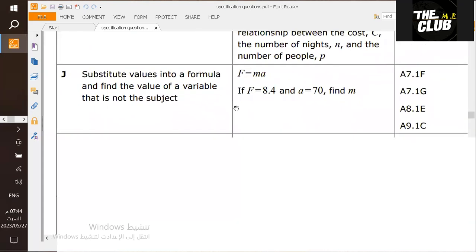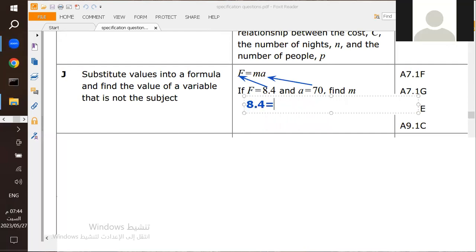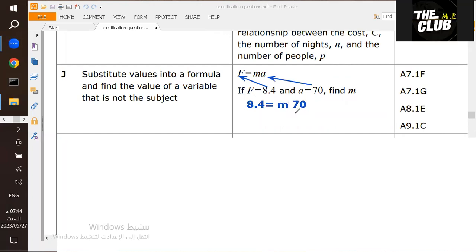Substitute values into a formula. When we have a formula like this, we just put the values inside of it. For example, I have F, 8.4 equals M multiplied by 70. So we write it as 70A, and this is 8.4. We move the other side, the multiplication becomes division, so we get 8.4 divided by 70. We take the 70 away, it becomes division, so we divide by 70, and A equals 0.12.